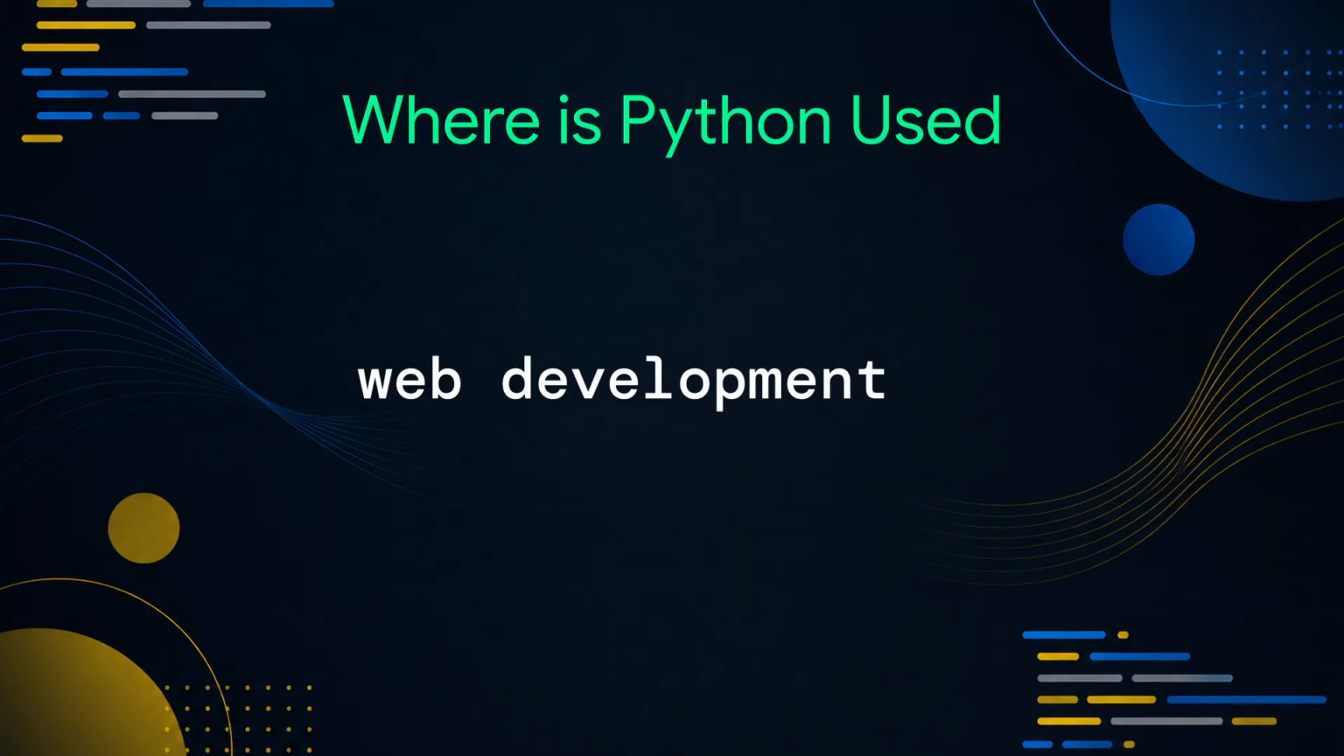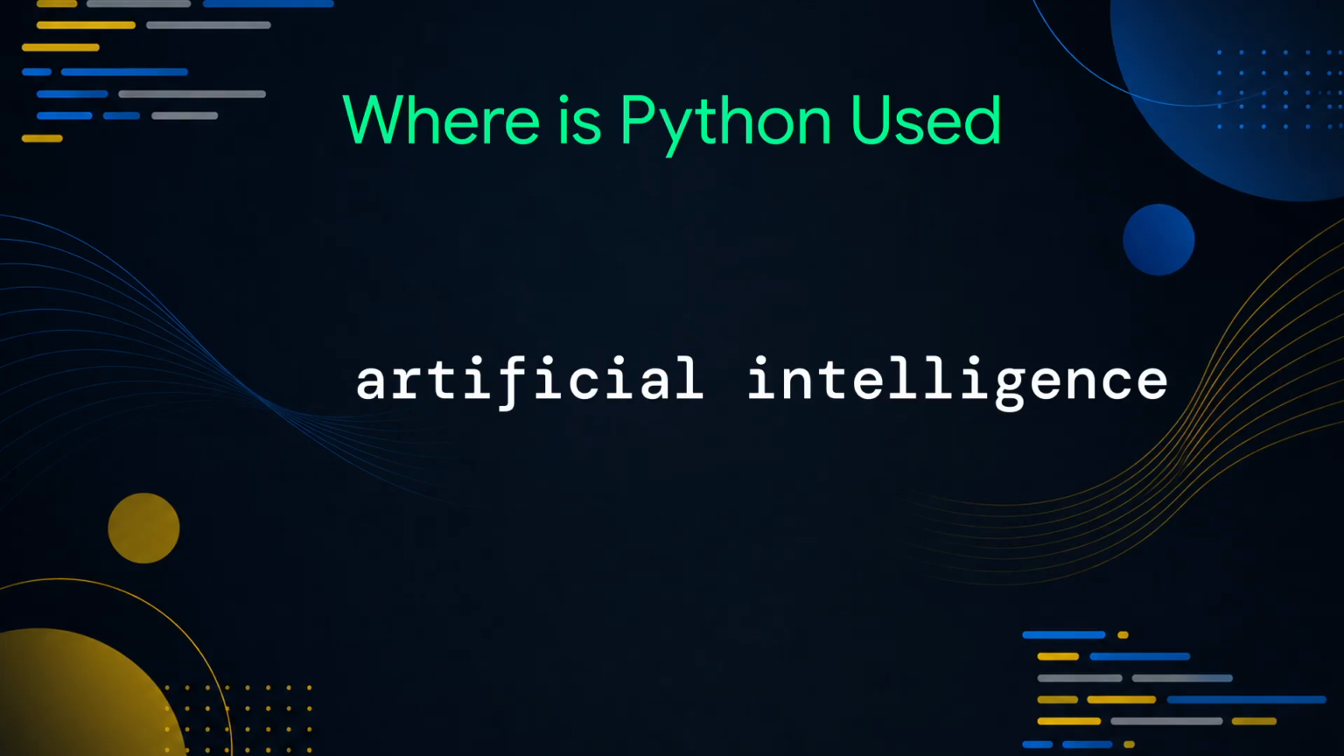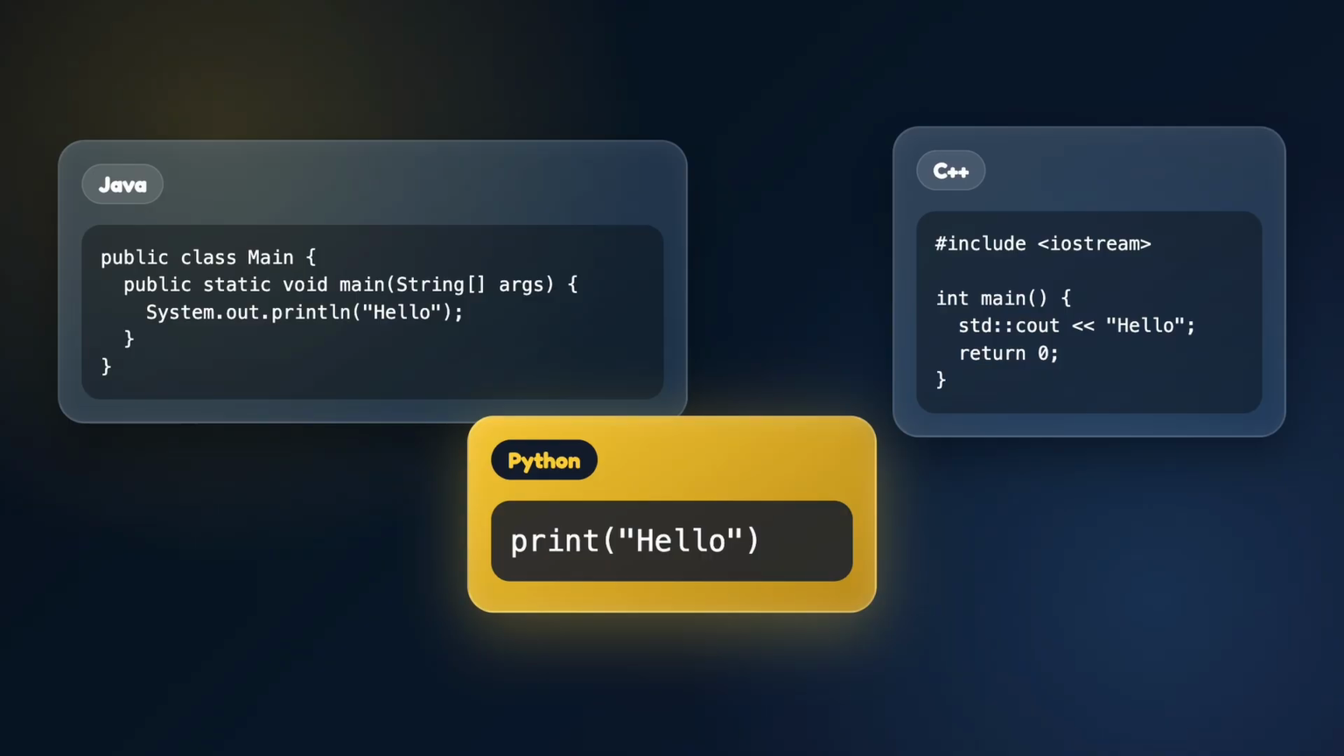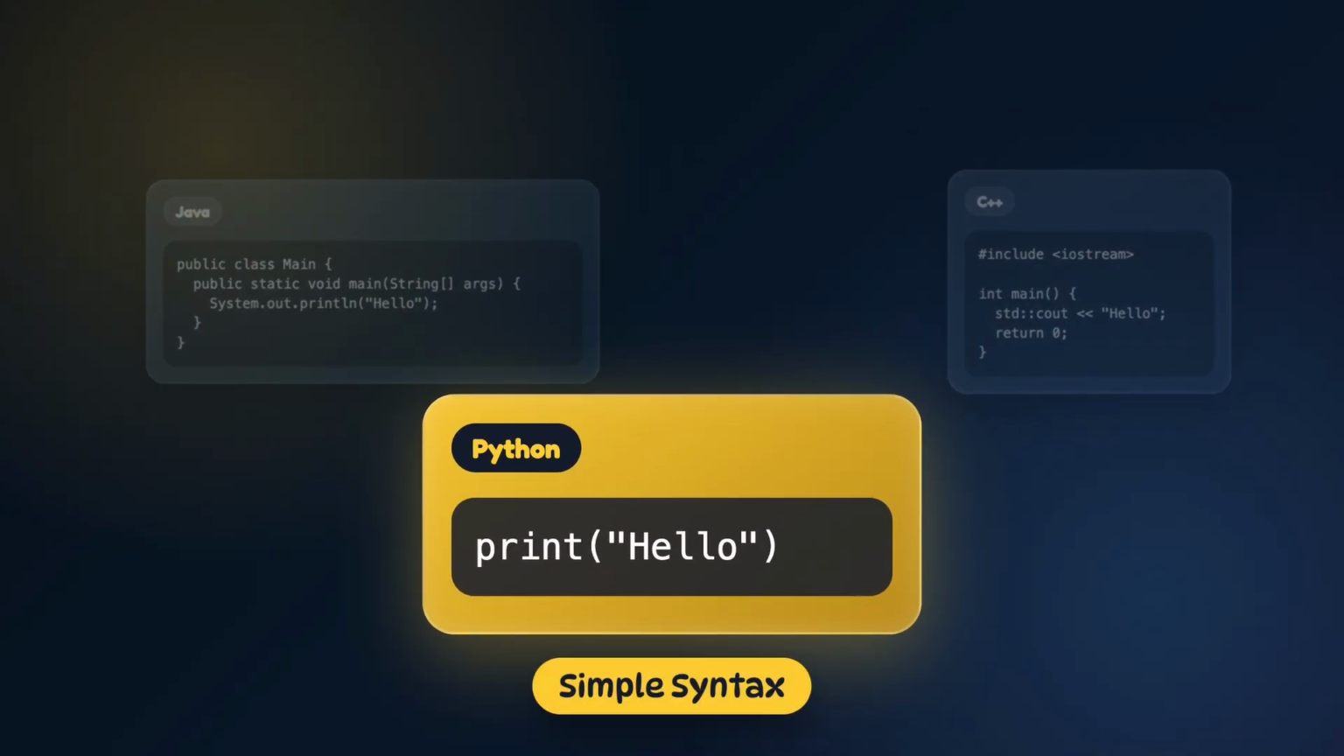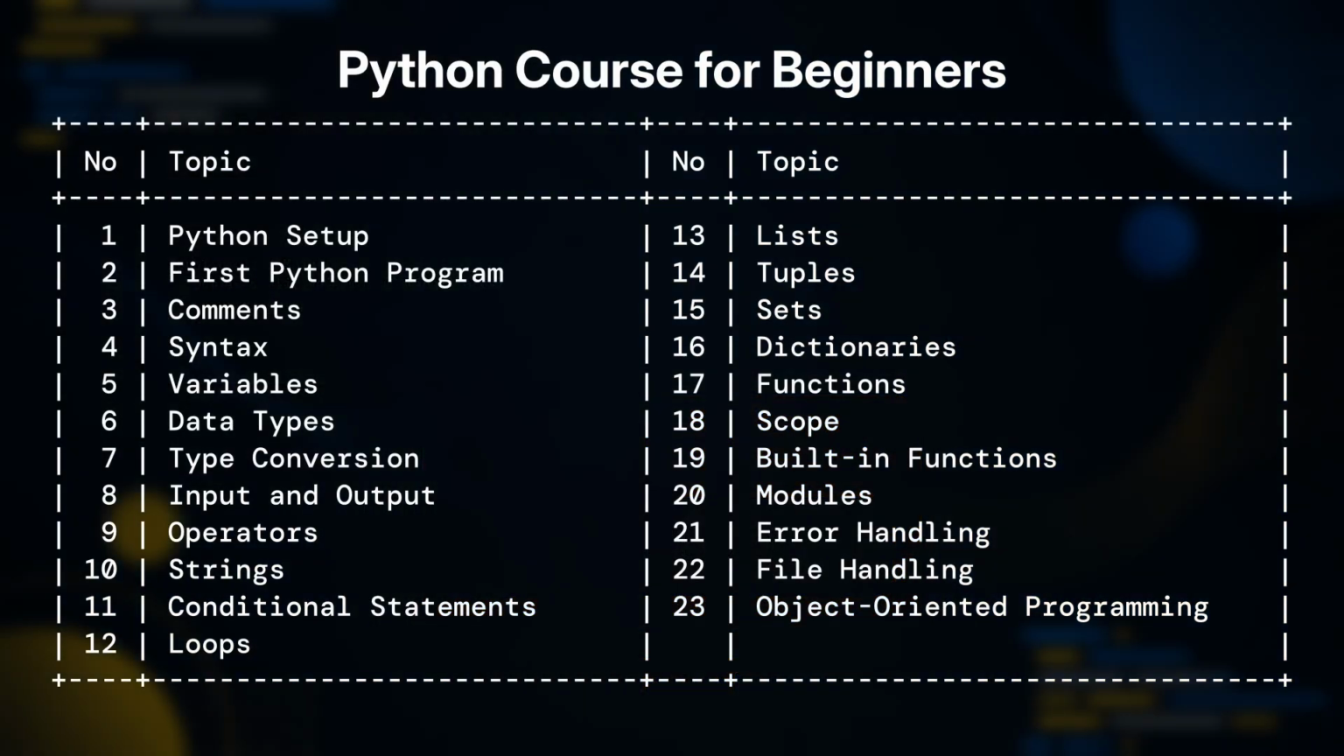Python is used in many areas such as web development, data science, machine learning, automation, scripting, app development, and artificial intelligence. One of the main reasons to learn Python is that its syntax is simple compared to many other programming languages. This makes it a great first programming language for beginners.